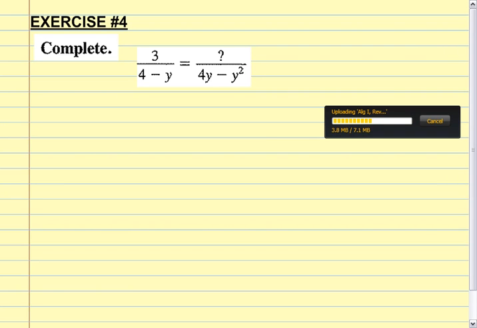Okay, folks, exercise number 4 here says complete. It says the fraction used to look like this. Now it looks like that. What do we need to do to the denominator?